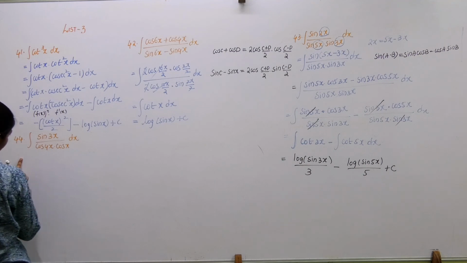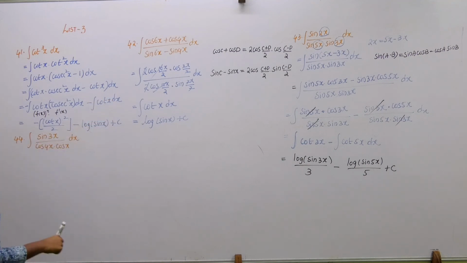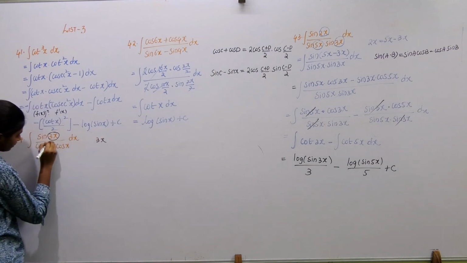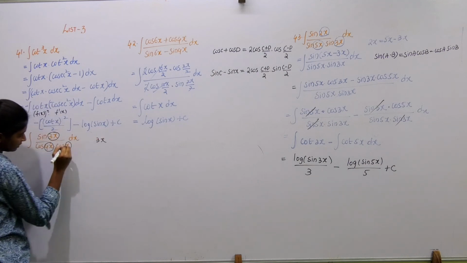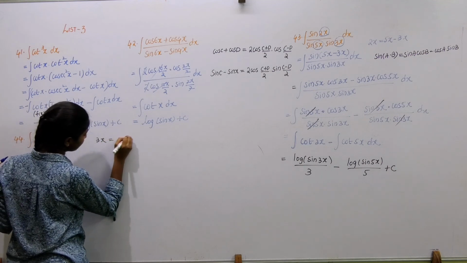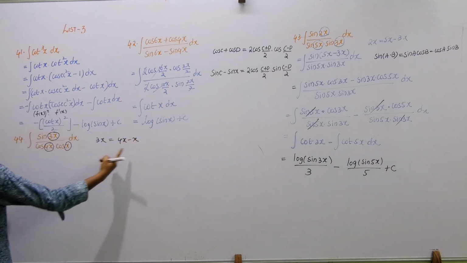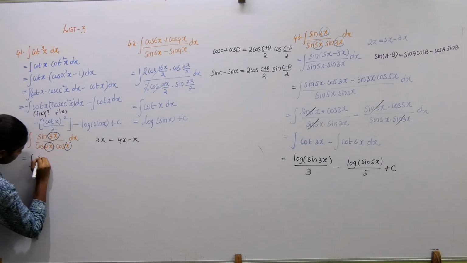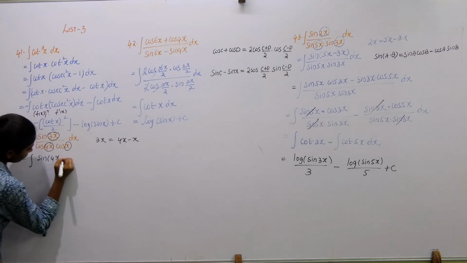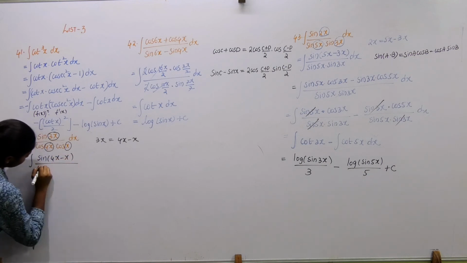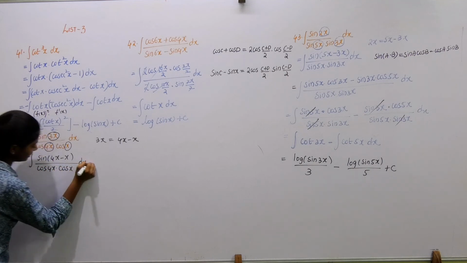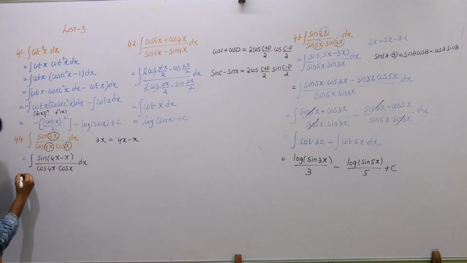Next, 44th one. This is also similar to that problem. Here, in the place of 3x, using these 4x and x values, 3x can be written as 4x minus x. So we substitute it here. It becomes integral sine of 4x minus x by cos 4x into cos x dx. Sine of a minus b.